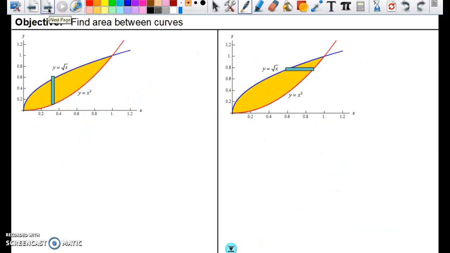Alright, now on this next slide, you have the same two graphs, y equals the square root of x and y equals x squared, and we're going to do it with both vertical rectangles and horizontal rectangles, not triangles, excuse me. So in this one, you see that the top minus the bottom is pretty easy to see. The top would be the square root of x, and the bottom that I'm going to subtract is x squared. That's the red line.